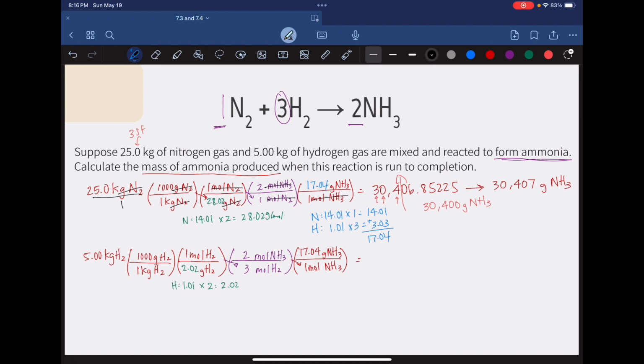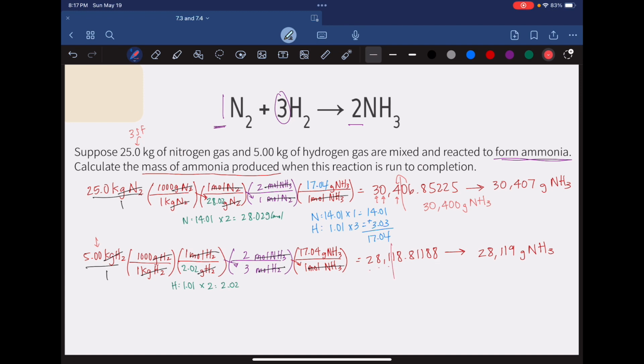So again, to make sure we set this up correctly, I can put this over 1, and then anything that's at the top and the bottom will cancel. So kilograms of hydrogen, grams of hydrogen, moles of hydrogen, moles of ammonia. When you put this into the calculator, you'll probably get a number that looks like this, 28,118.81188. If I rounded this to a whole number, I would round it to 28,119 grams of ammonia. If you are doing sig figs, remember this is 3, because these are trailing zeros, they do count.